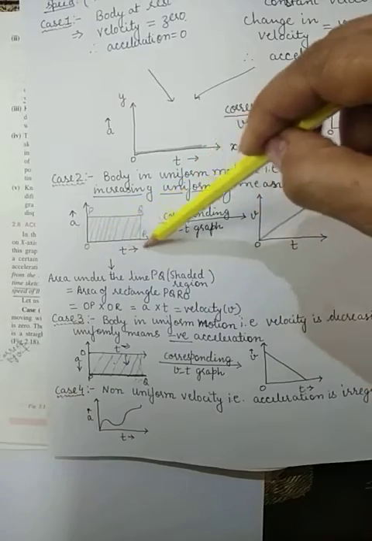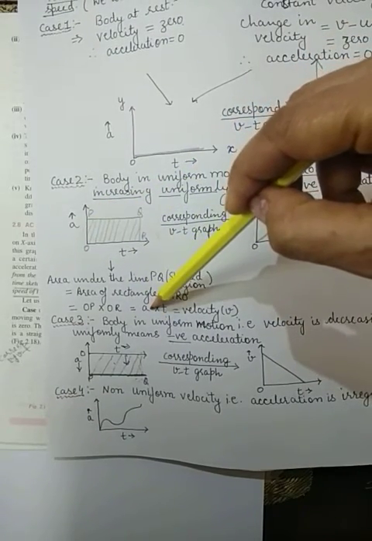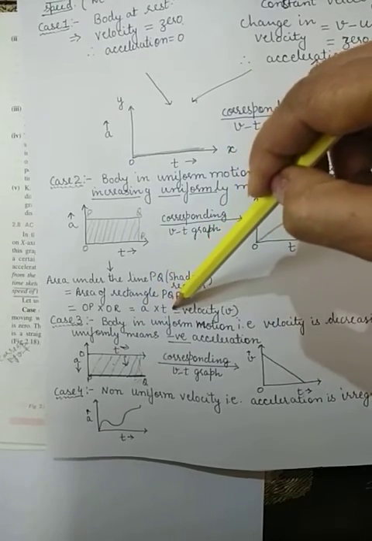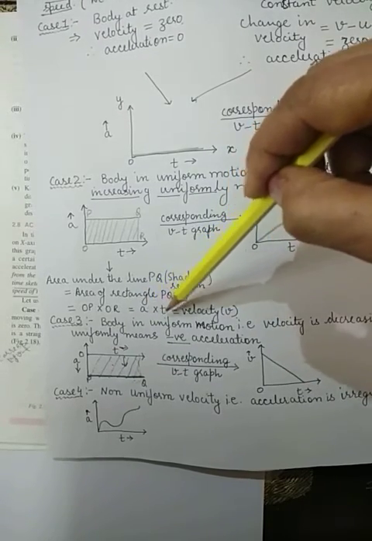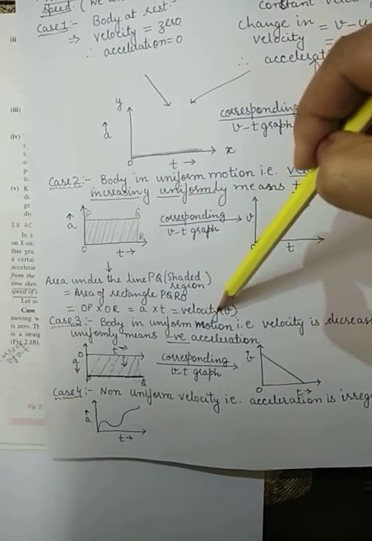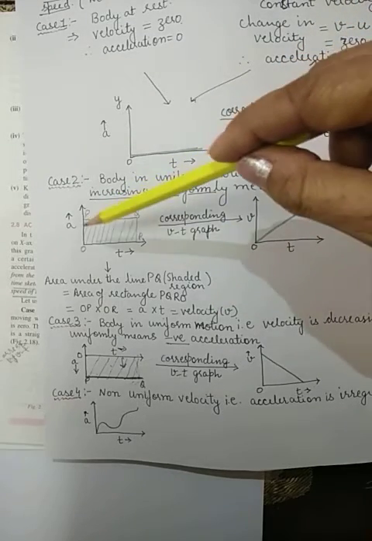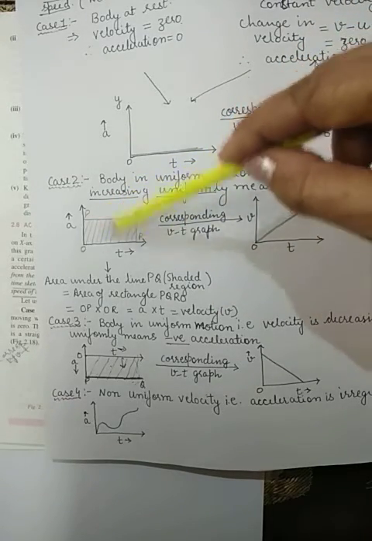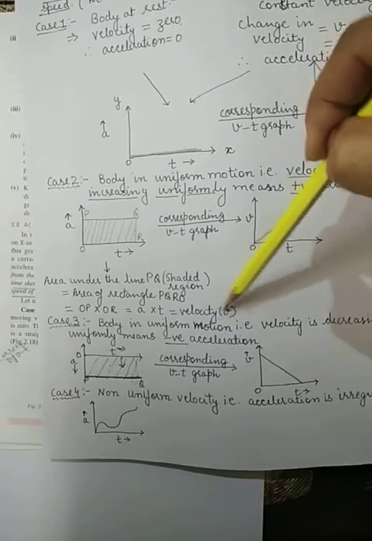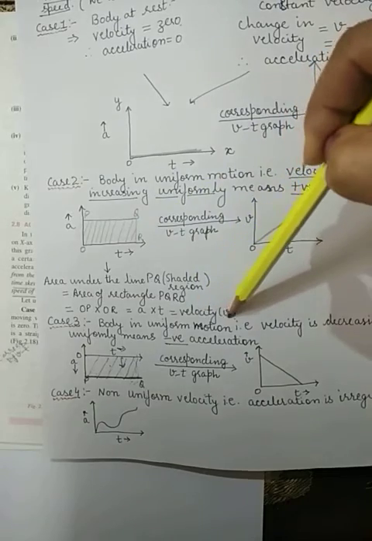Here my length is OR and breadth is OP. So I have substituted the value for OP. OP gives me acceleration and OR is giving me time. Acceleration into time gives me velocity. So very crucial point we can conclude from here that in an AT graph, area under the line is going to give me velocity. This shaded region under the line will give me velocity.